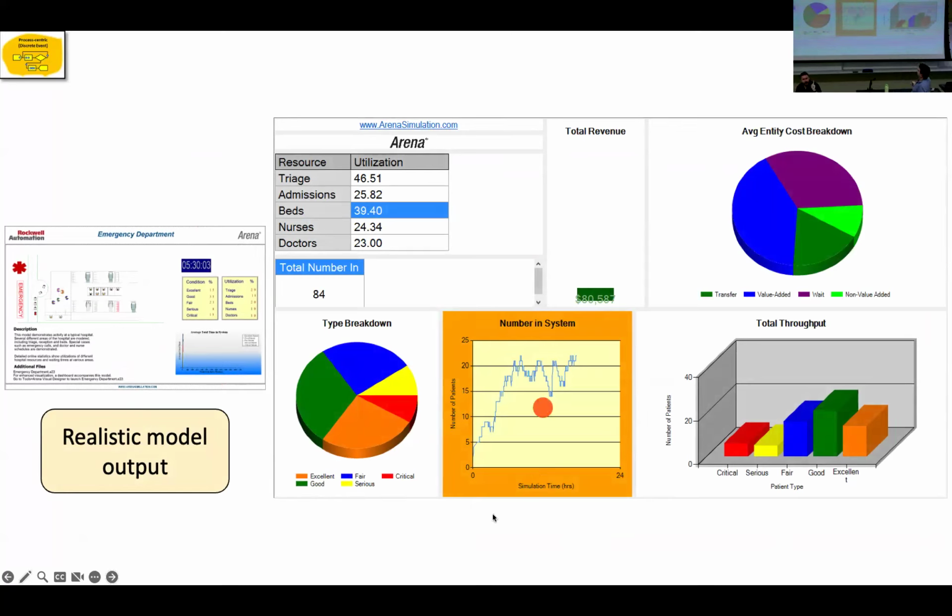So this is the number of patients in the system. This is the type of patients: critical, serious, fair, total number in. We can also get total number out. We can see here the utilization of the beds. We'll learn how to read these numbers, but this tells us which resources were underutilized, idle a lot of the time, and which resources were constantly in use and constantly being waited for. We get all of that data out here.